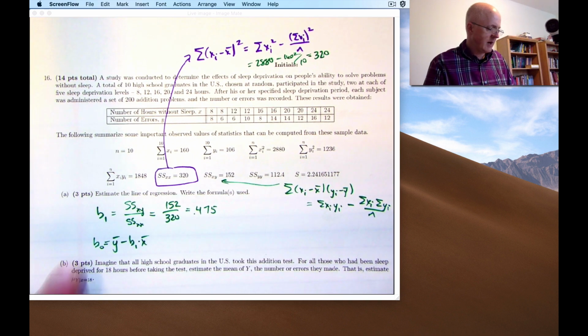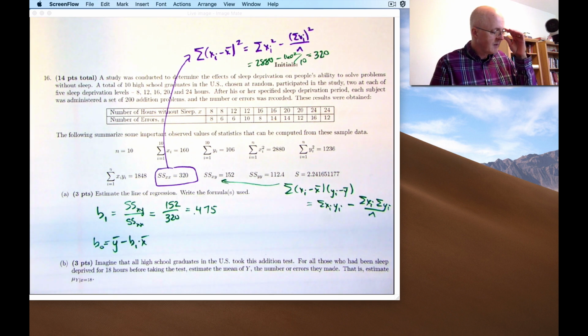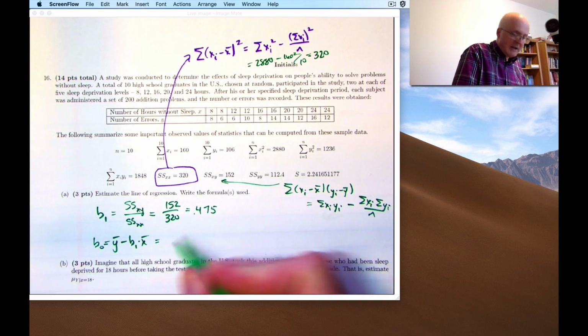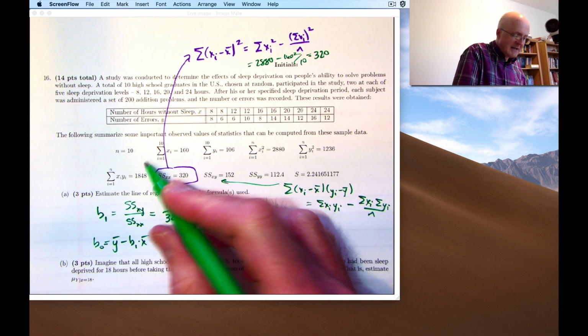By the way, this equation defining b0 does imply that the regression line always goes through the point whose coordinates are the mean of the x's and the mean of the y's. That doesn't mean that's a data point. In fact, it rarely is a data point. But it always goes through that point, and that can help you draw it if you're trying to draw it by hand. The mean of the y's is the sum of the y's divided by 10.